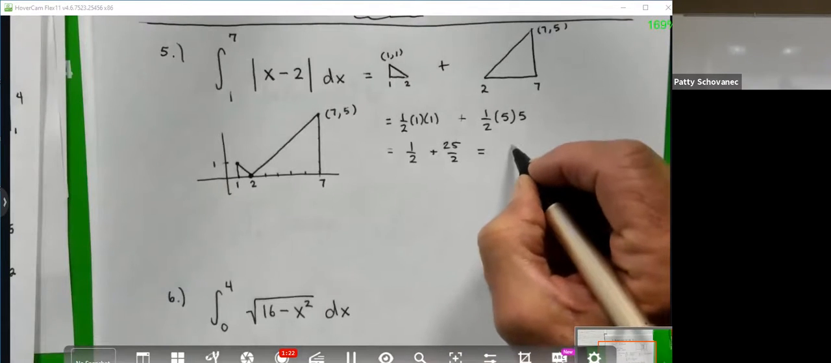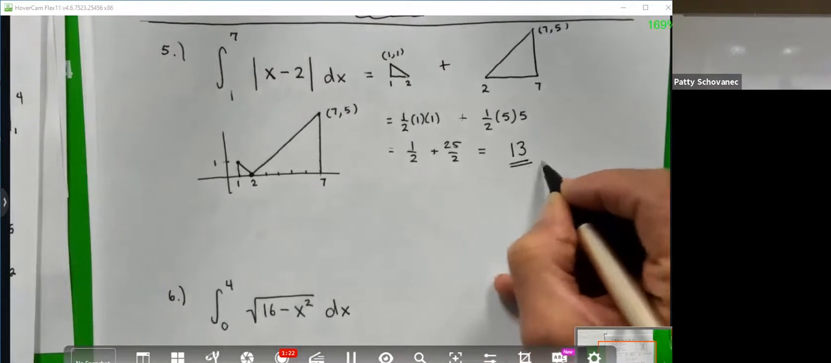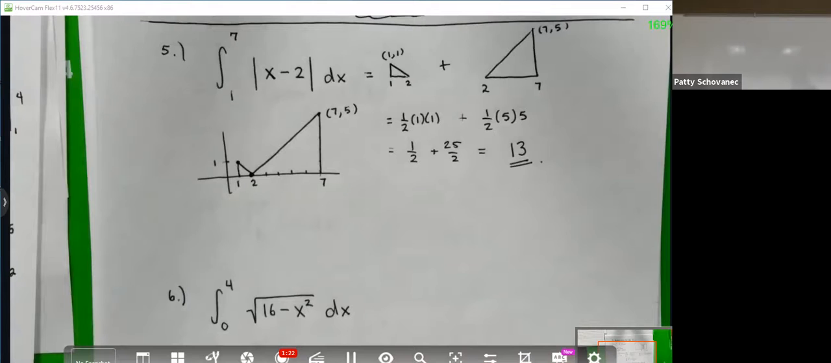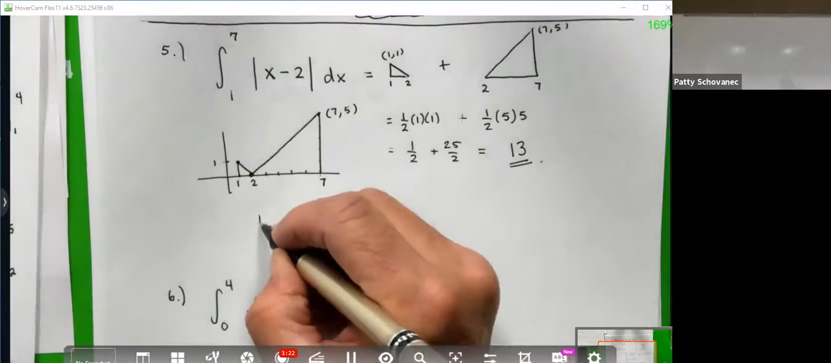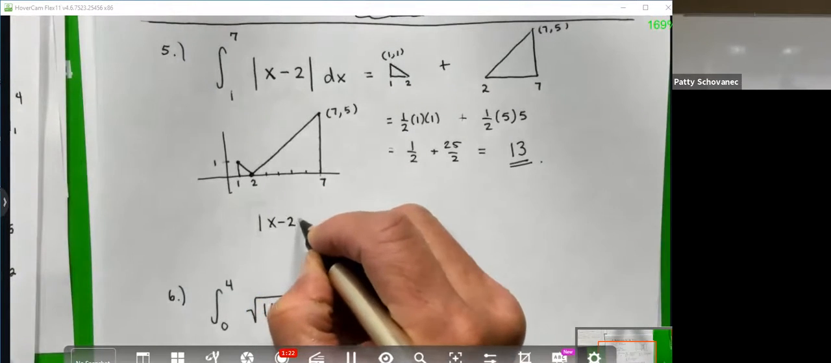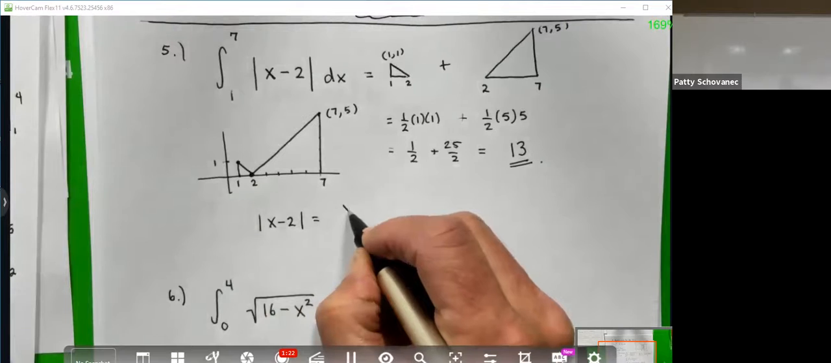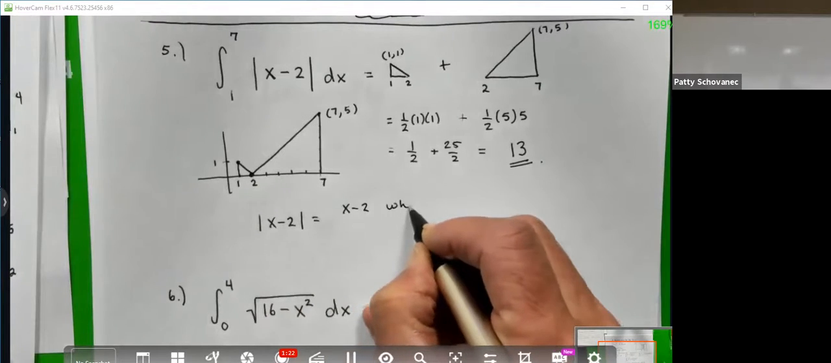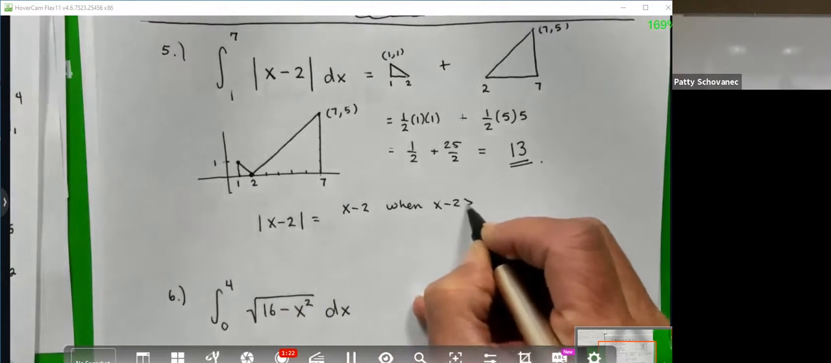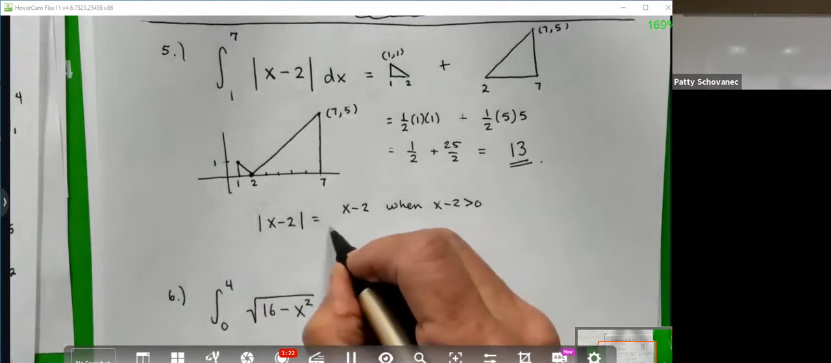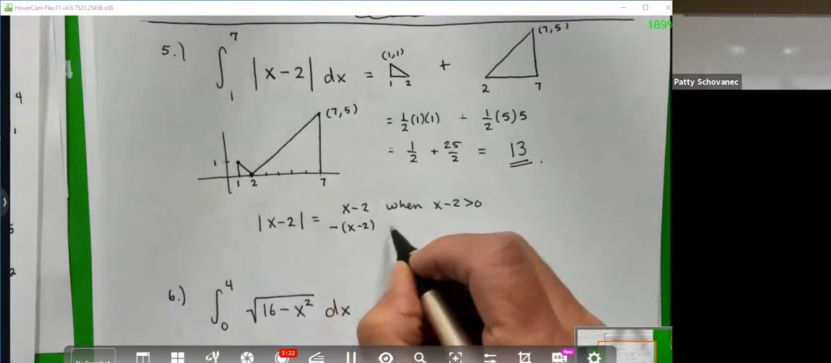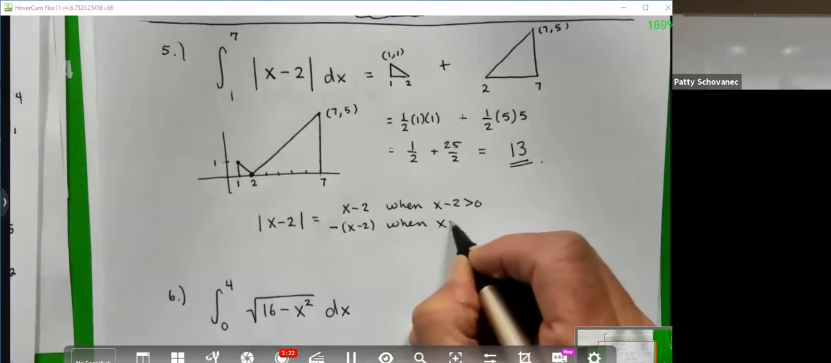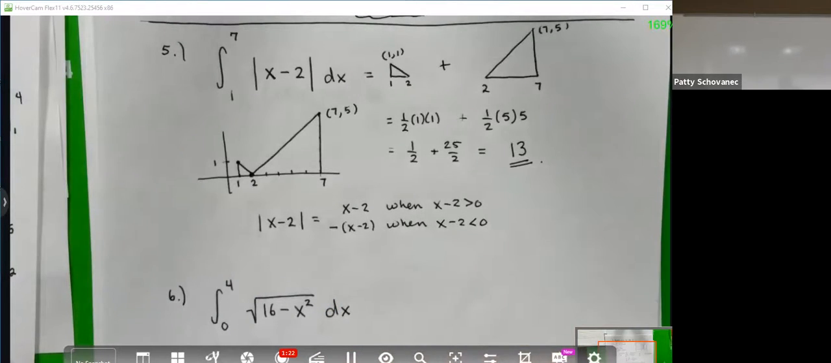That's 26 halves, or 13 square units of area. So I want you to think of the geometry involved. If you don't think of the geometry, then think of the algebra involved. That the absolute value of x minus 2 looks like itself when x minus 2 is positive, and it looks like the opposite of itself when x minus 2 is negative.